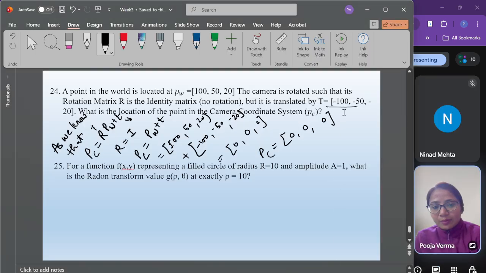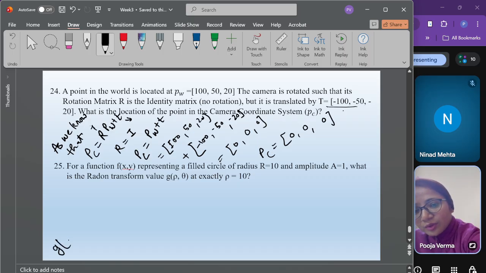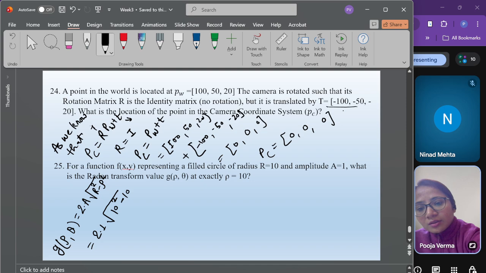So we have already seen the formula in the previous one also, if rho is passing through the radius of 10, so rho theta. The formula is 2 into amplitude root of r square minus rho square. So amplitude here is given, 2 into 1, r square, that is 10 square. Again the rho value is also 10. So 10 square minus 10 square will cancel out. So here you will get 0 only.